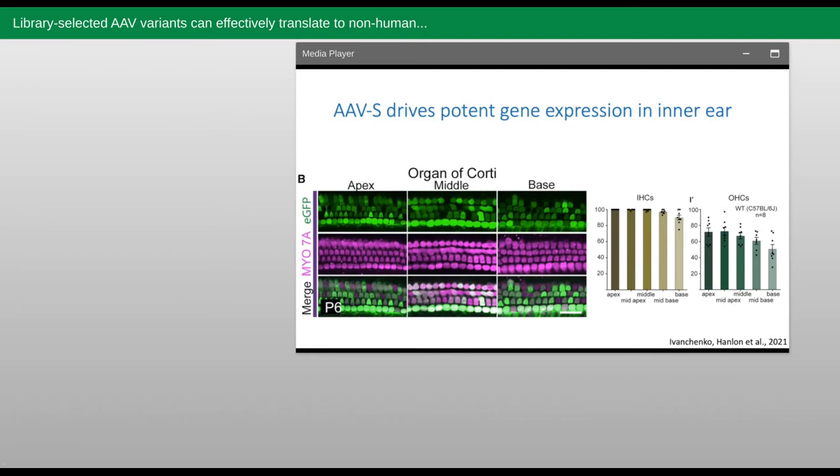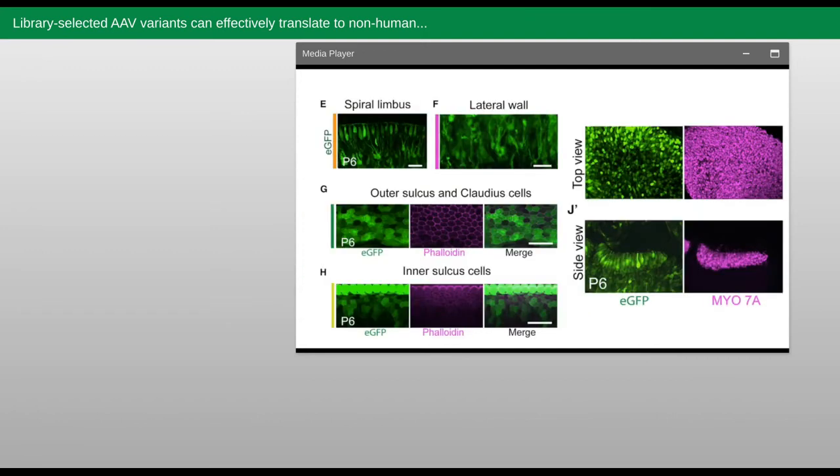And we looked at other cells in the cochlea besides hair cells, looking in the lateral wall and Claudius cells and sulcus cells. These are supporting cells that are very important and implicated in deafnesses such as GJB2 related hearing loss. We saw very high levels of expression as well. On the right, you can also see transduction of vestibular hair cells in the macula that were, again, very widespread, consistent expression.